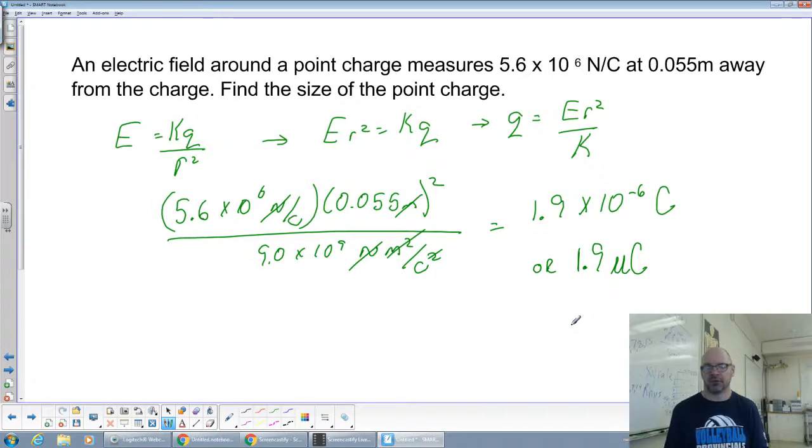Probably what I'm going to do next day is put up some practice questions with electric fields, Coulomb's law, charging by induction and contact for practice before we go into our next area, which deals with potential difference or voltage in an electric field.